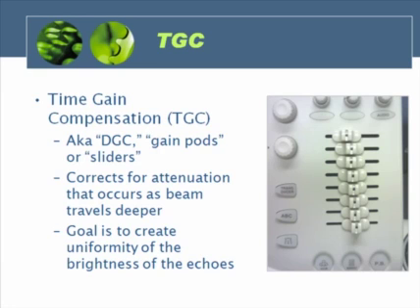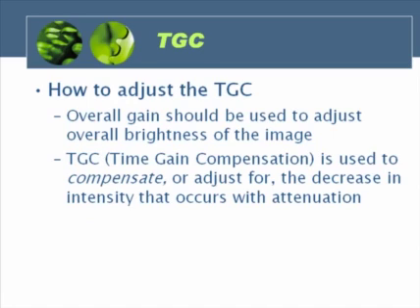Time gain compensation, or TGC, are these gain pods or sliders that you see on your machine. The TGC is used to correct for the attenuation that occurs as the beam travels deeper. The goal when adjusting the TGC is to create uniformity of the brightness of the echoes. Again, we don't want any part of the image at any depth to be too bright or too dark. So how do we adjust the TGC? We need to adjust the overall gain to adjust the overall brightness of the image.